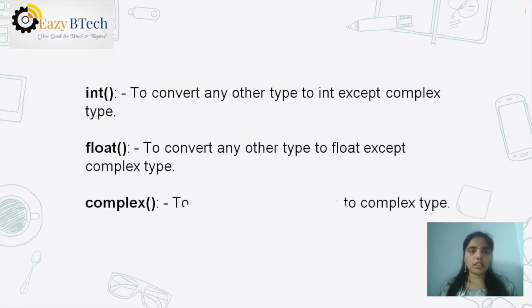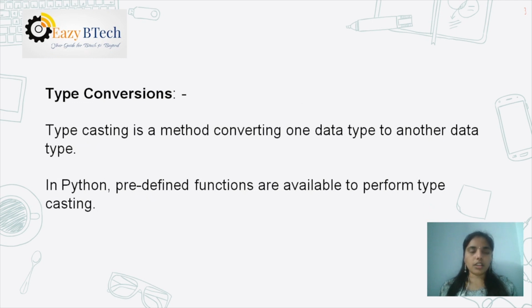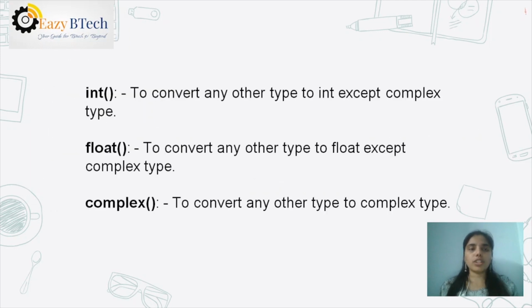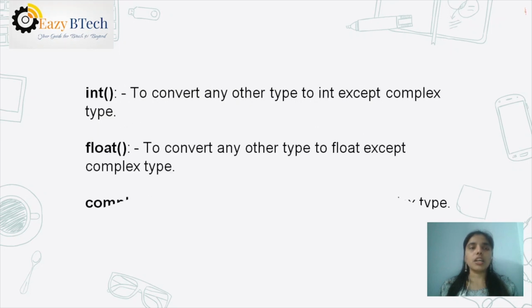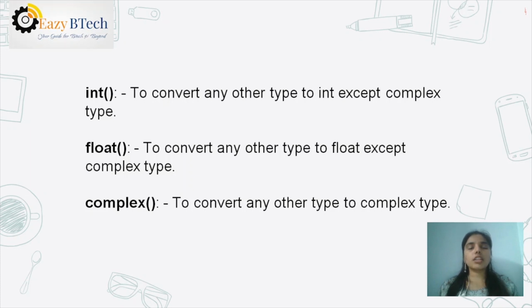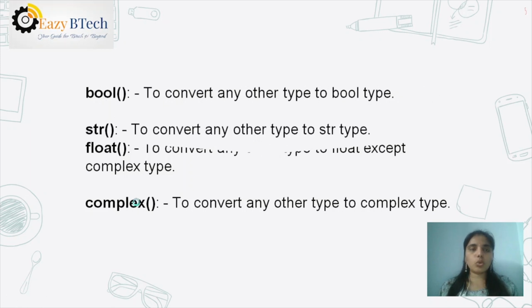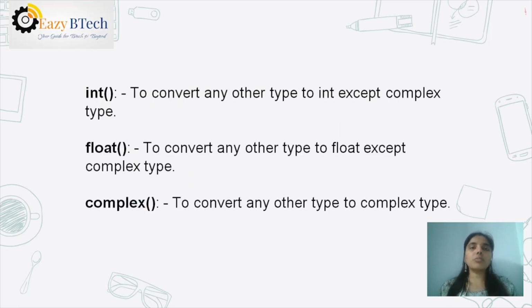Totally there are 5 predefined functions in type conversion. What is typecasting? To convert one data type to another data type. In Python, predefined functions are available for this: int, float, complex, bool, and str. The int and float functions convert any other data type to int and float respectively, except complex. But complex, boolean and string convert any other type.